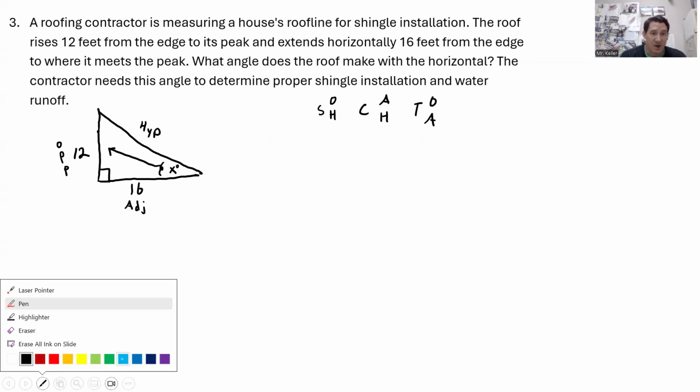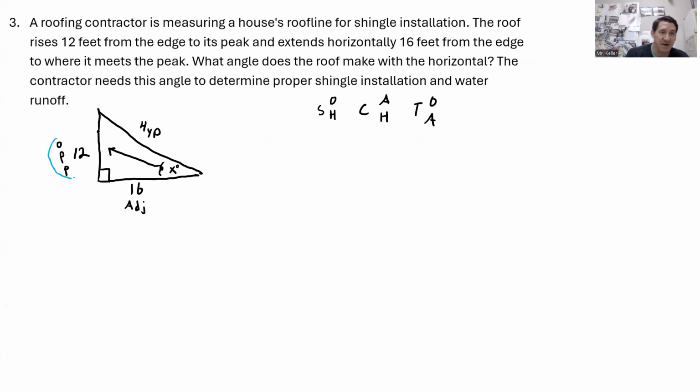So when we're trying to find an angle, just identify the two side lengths that you know. I know the opposite and I know the adjacent. So opposite and adjacent, O and A, that is tangent again. So this is going to be a tangent of x, so we're trying to solve for x, is equal to the opposite 12 over the adjacent 16.